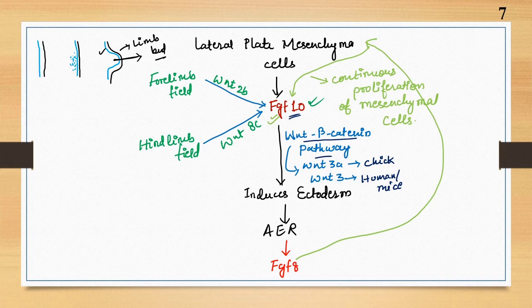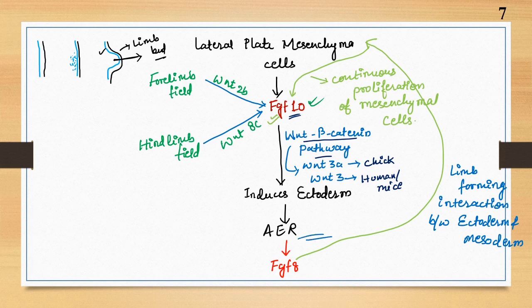So this mechanism, this signaling is also known as limb forming interaction between ectoderm and mesoderm. Why limb forming? Because this is the ectoderm, it is releasing FGF8, it is inducing the mesoderm, and this interaction leads to continuous proliferation, due to which limb bud forms and limb development starts. So this is the first benefit of this FGF10 signaling.